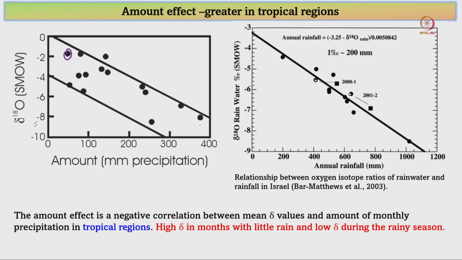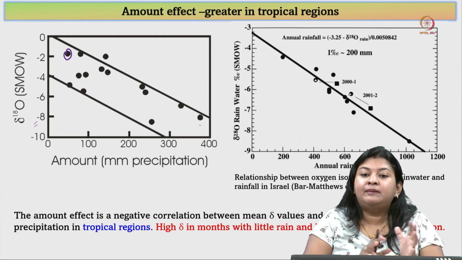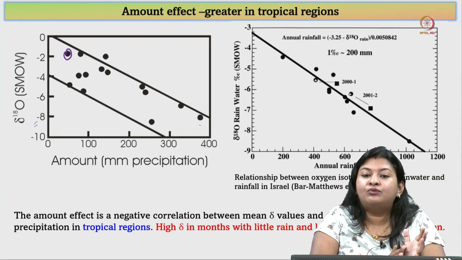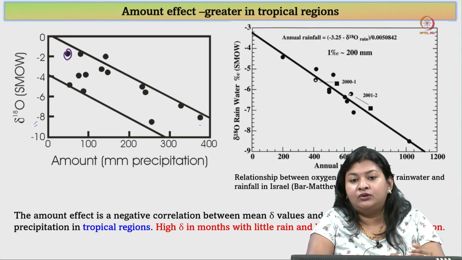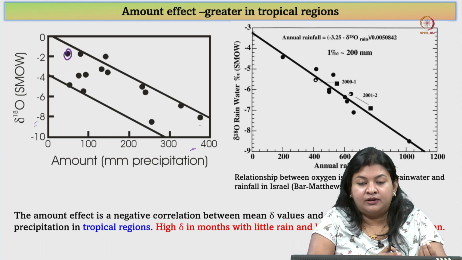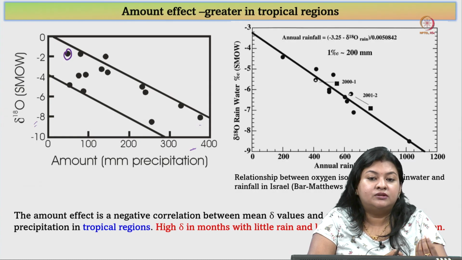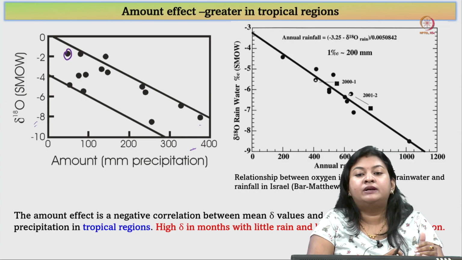And why is that? Because as it is raining, the 18 oxygen is continuously getting removed, preferentially with the rainfall. So, the remaining vapor is getting more and more depleted in 18 oxygen. The last rainfall that is happening, like after 300 millimeters, the later rainfall is going to be very depleted in delta 18O composition, and therefore, the delta 18O value will automatically become more and more negative.